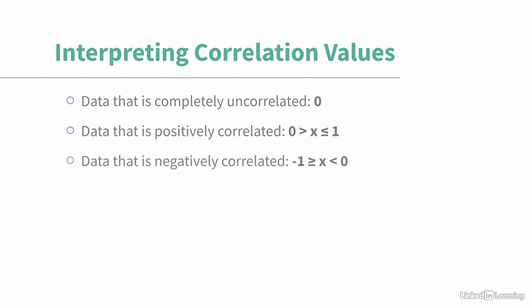And if you have data that is negatively correlated, between -1 and 0, then the data moves in opposite directions. So when one set of values goes up, the other one goes down. And of course, it's possible to have values between 0 and 1 or 0 and -1, and that means the correlation isn't quite as strong.